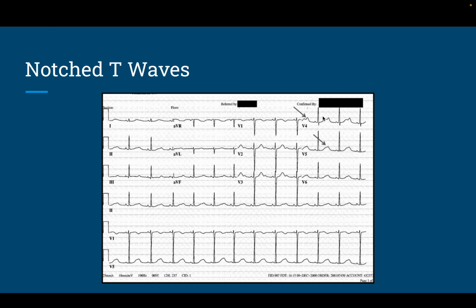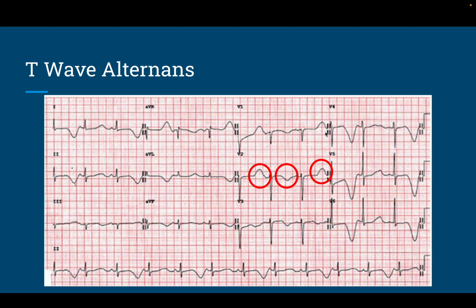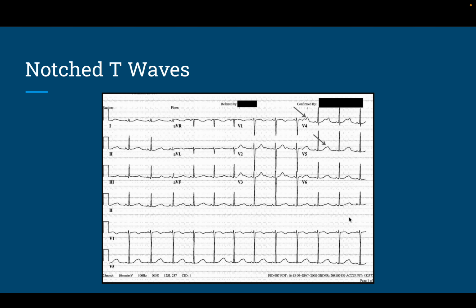Notched T-waves have this kind of biphasic look to it. Just to go over it, T-wave alternans, you're going to see this usually in V1 through V6. Notched T-waves, V4 through V6 is where you're usually going to see it. But yeah, it's just a little extra bump in your T-wave.